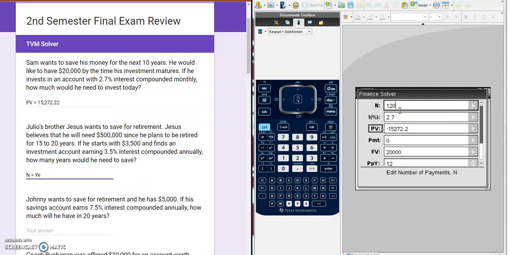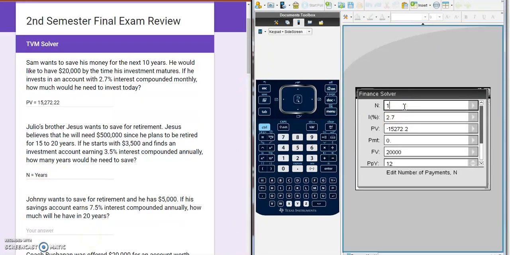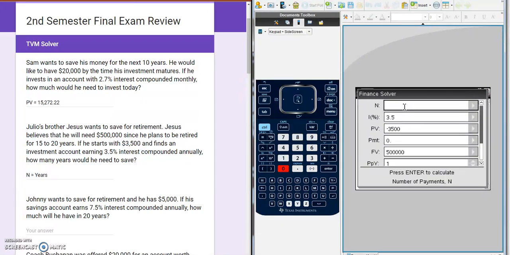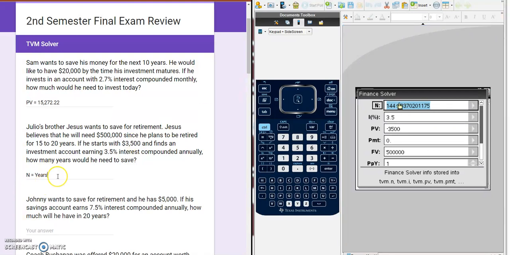So we don't know N. That's what we're trying to find. Interest is 3.5. Present value is negative 3,500. Future value is 500,000. And the payments compound periods per year is 1. N gives us 144.23 years, but it's going to take 145 years to actually get there.